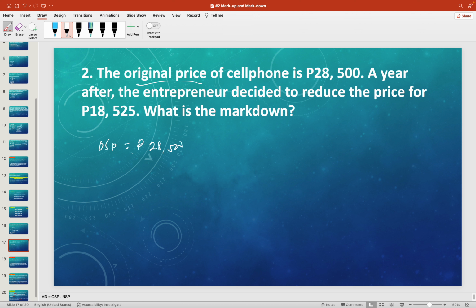Then, reduce price for, pagka sinabing reduce price, yan yung new selling price natin. So, new selling price natin is equivalent to 18,525. Again, yung formula natin para makuha yung markdown, since markdown yung hinahanap, we have markdown is equivalent to original selling price minus the new selling price. So, markdown. Substitute lang natin.